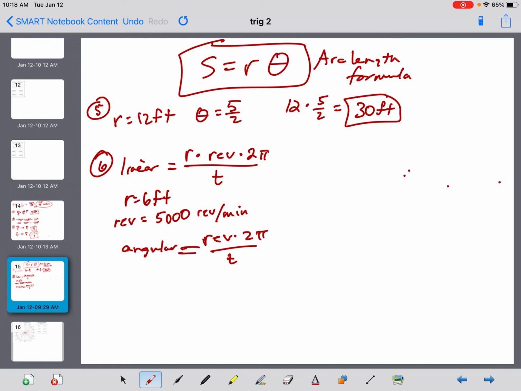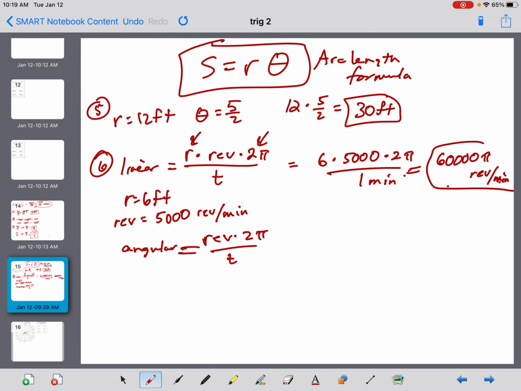1 minute, 5,000 RPMs. So to get the linear speed, we're kind of using the circumference formula to make this a straight line. That's why we have this 2 pi and the r on top, because it kind of straightens it out, makes it a line. So we got to do 6 times 5,000 times 2 pi divided by 1 minute. So it's going to be a pretty big number there on top, because 6 times 5,000 is 30,000, and 30,000 times 2 is 60,000. So 60,000 pi revolutions per minute.